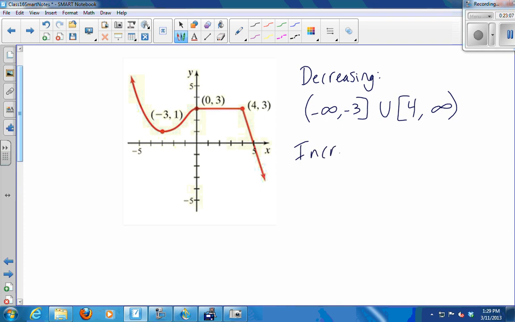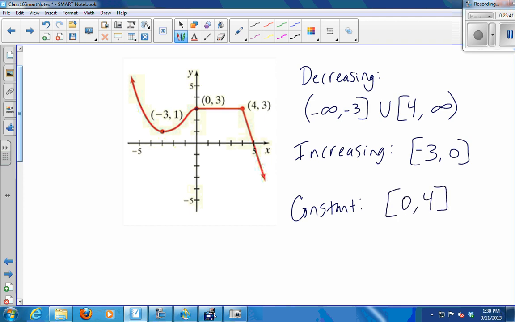And then increasing from where to where? If you're reading from left to right, the function has to be going uphill: -3 to 0. And that's the only place. And then we're constant from where to where? 0 to 4. Very good.